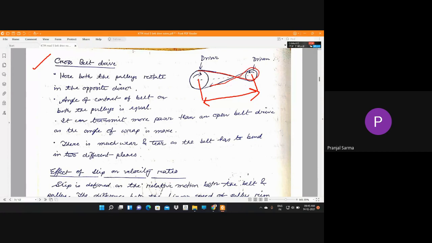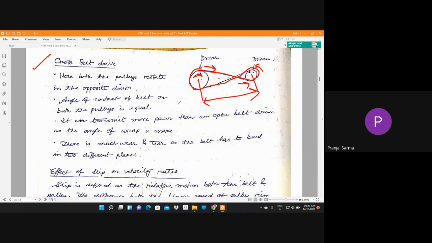As the belt portions cross each other, the name is cross belt. Here the driver pulley rotates in this particular direction, and from here the driven pulley gets the motion. Along with this belt, the driven pulley rotates in this direction. As you can see, the clockwise rotation of the driver pulley has been converted to anti-clockwise rotation of the driven pulley.